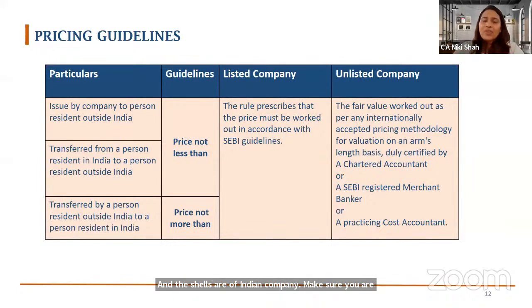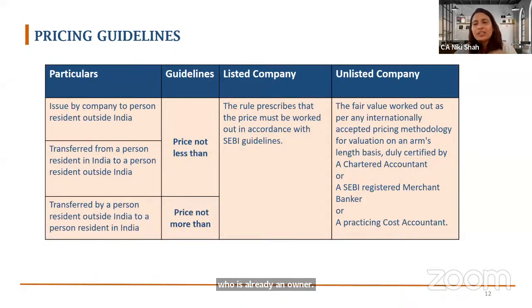Now we come ulta. What happens is, now there is a person who is already an owner of a foreign person resident outside India is holding the shares in an Indian company. He wants to transfer it to us, who is a resident. In that case, we say, boss, humko sasta do. Valuation ki jo value hai, usse kam mein we have to buy. So if a resident is buying, it should be at a lower price. This is the gist of the pricing guidelines.